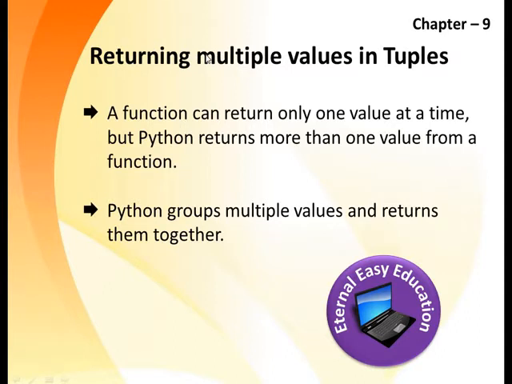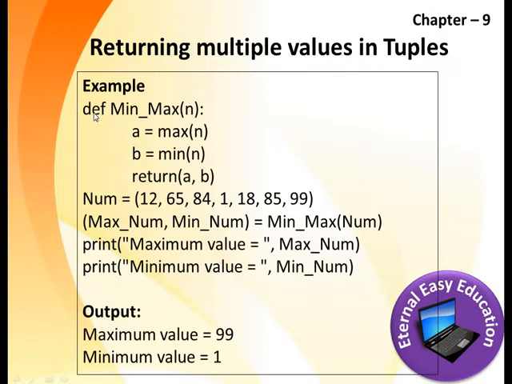Next, returning multiple values in tuples. A function can return only one value at a time, but Python returns more than one value from a function. How is it possible? Python groups multiple values and returns them together. See, it will be very interesting. There is a function min_max of n, a equal to max of n, b equal to min of n. Return a, b. In the return there are two values.